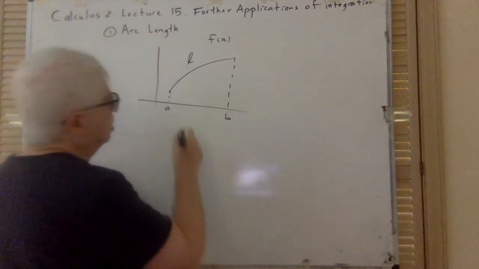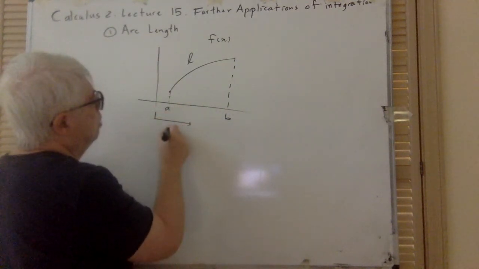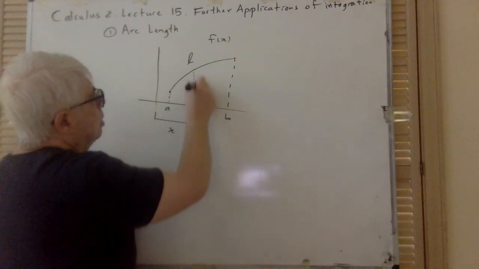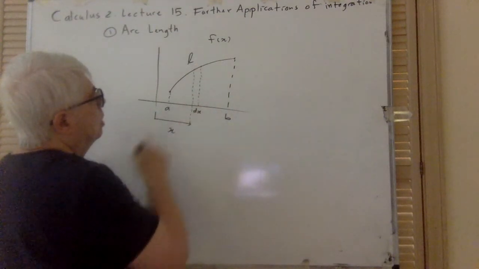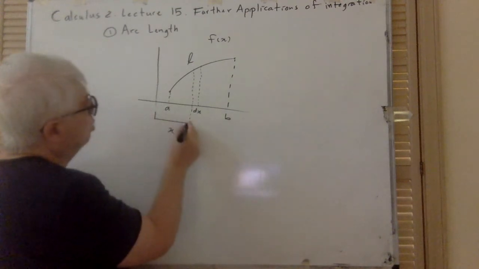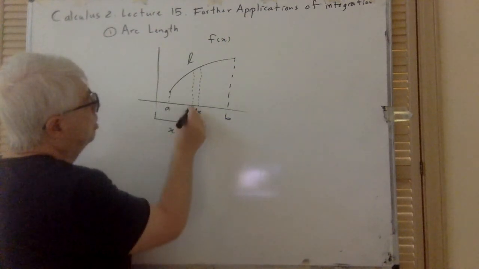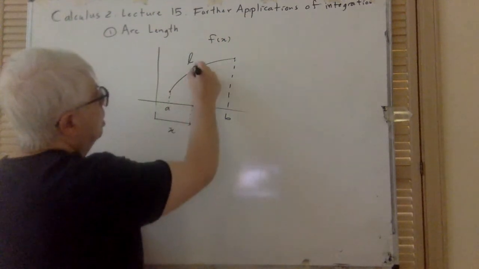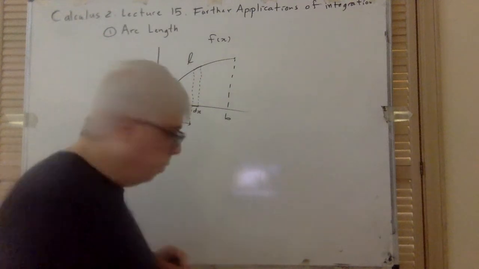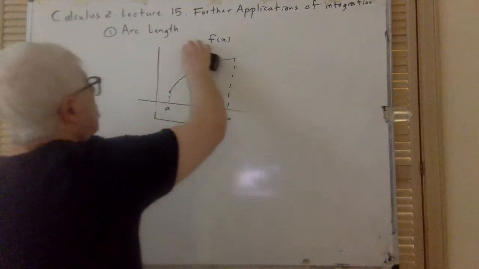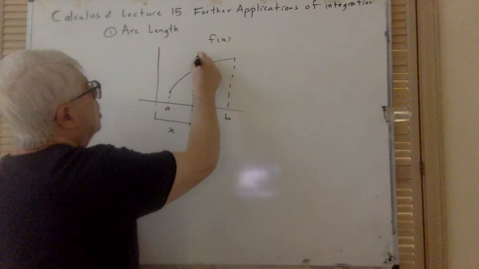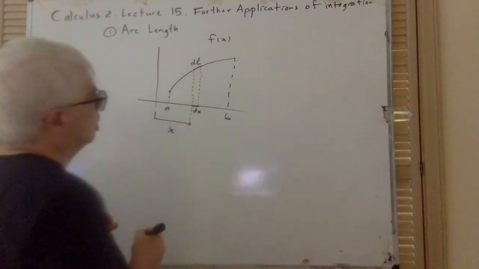So what we do is, again, we find an element of arc length and then integrate that, and we have arc length. At point x on the x-axis between a and b, we just go forward by dx and then look at this small portion. This small portion is the element of length, dl. So if I integrate dl, I will get L.